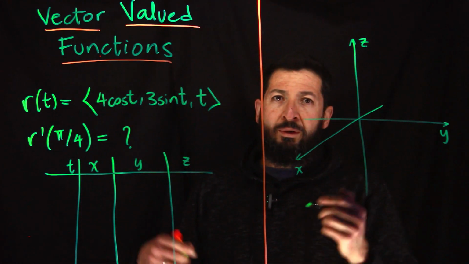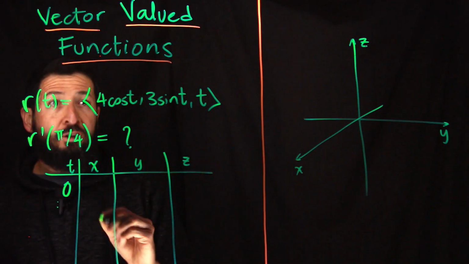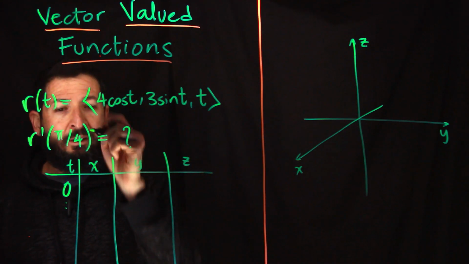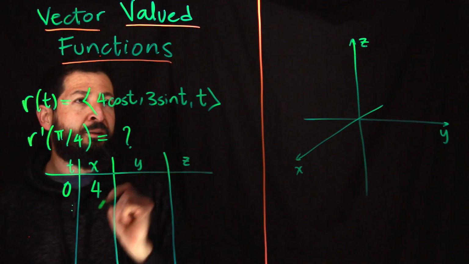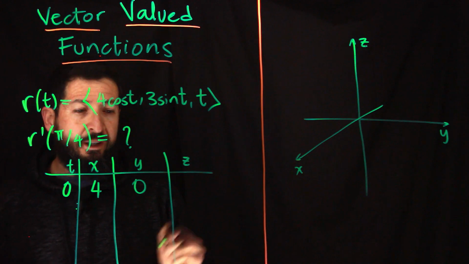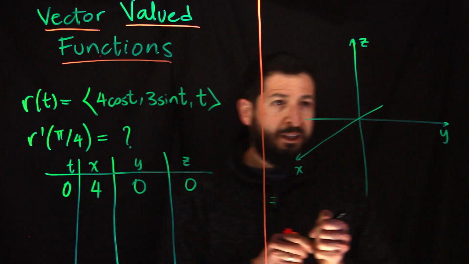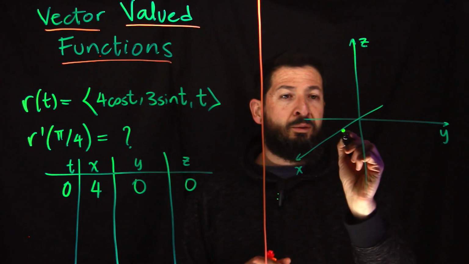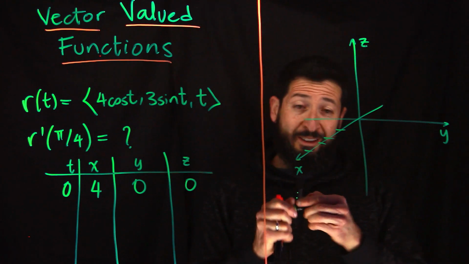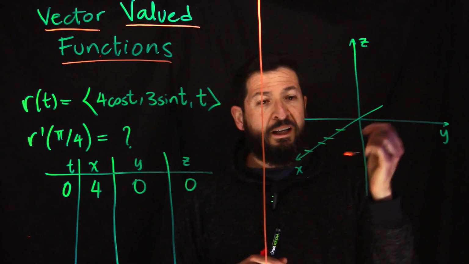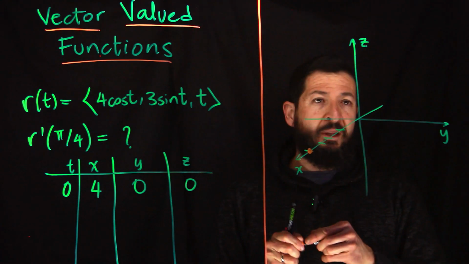And just like we did before, parametric. So start at 0. Cosine at 0 is 1, so this becomes a 4. Sine at 0 is 0, so that's 0. And t at 0 is 0. So that gives me a point that I can go ahead and plot. So grab 1, 2, 3, 4. Let's say that 3 and 2 and 3 are too close, but let's start at 0. 4, 0, 0 is going to be right there.